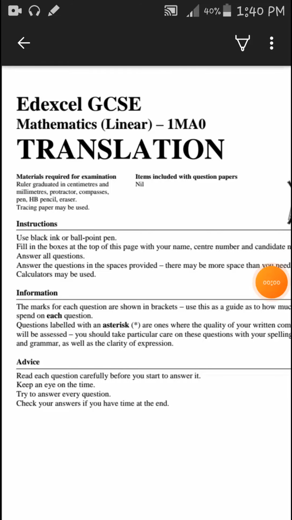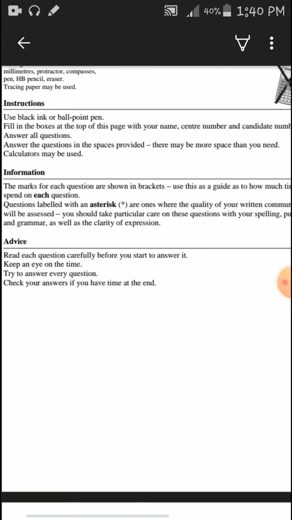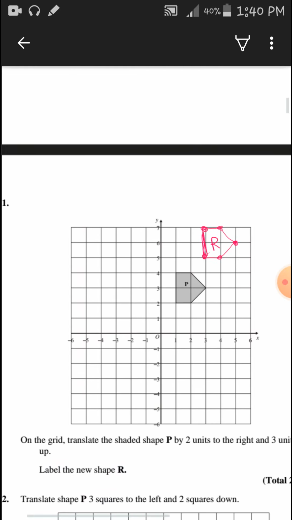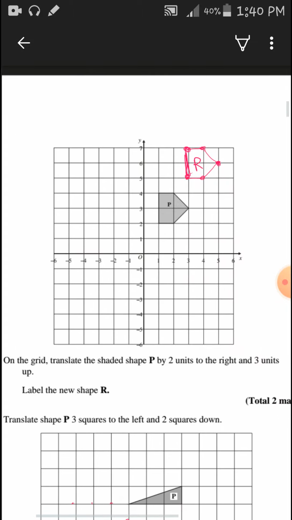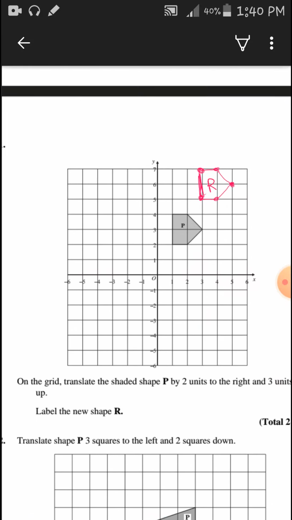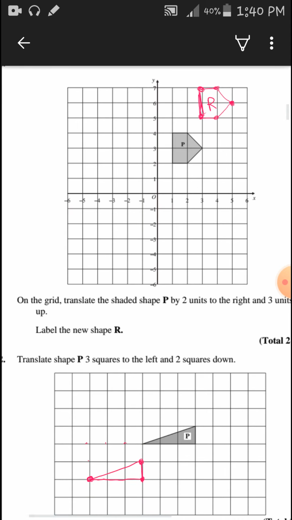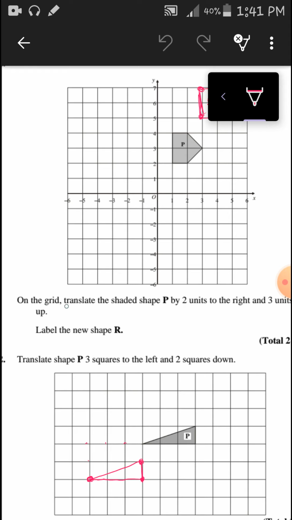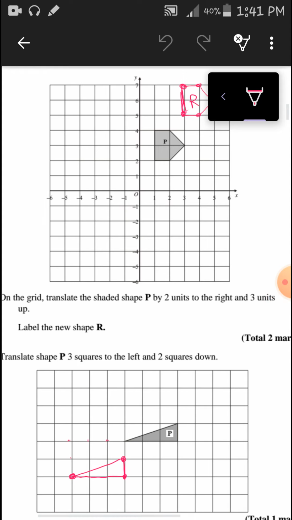How are you guys? We have today one sheet about translation and another one for reflection. The first one, translation, this was homework. Question number 1. When you read the question, translate the shaded shape P by 2 units to the right and 3 units up.